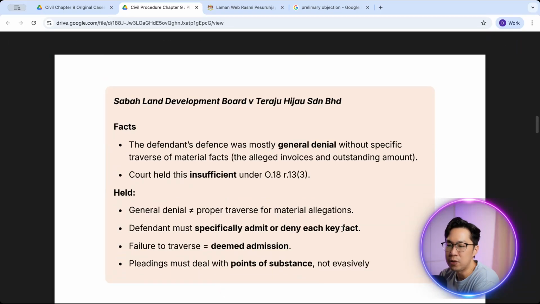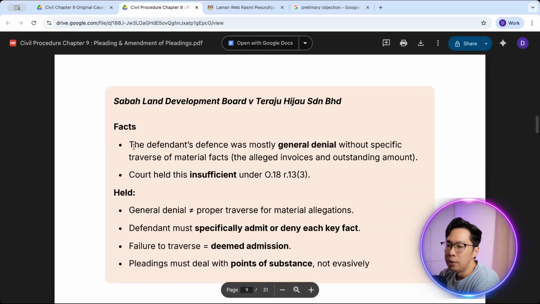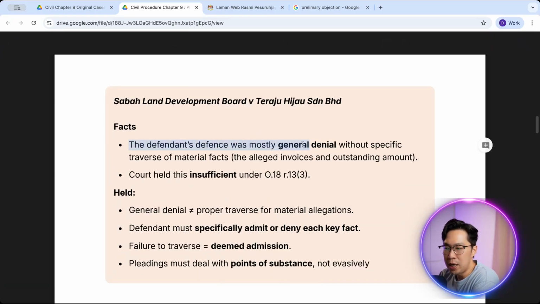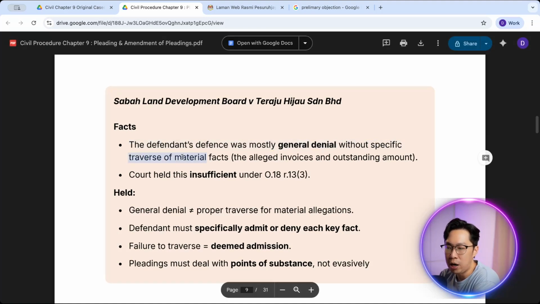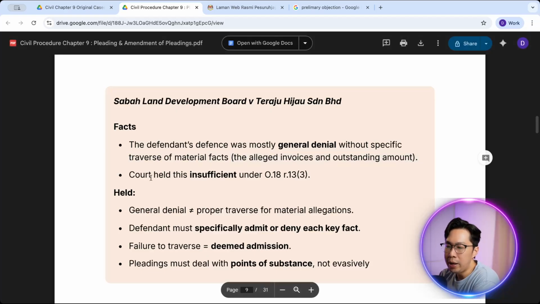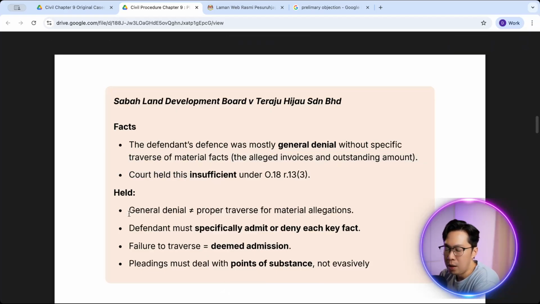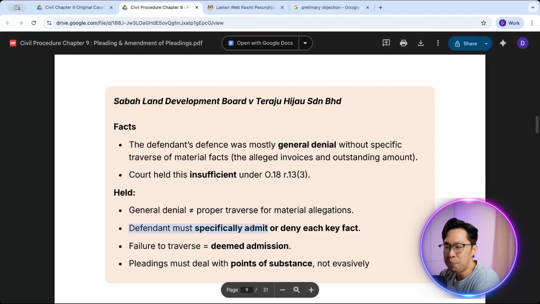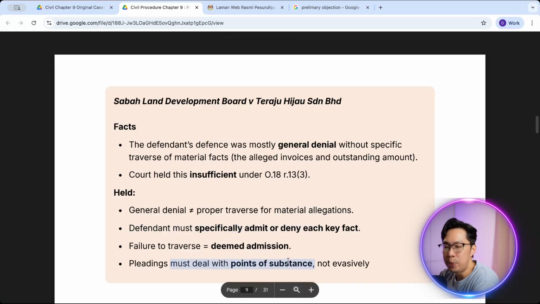Next one is this case of Sabah Land. The defendant's defense was mostly a general denial without specific traverse. Okay, the alleged invoices, the court held this is insufficient. General denial is not a proper traverse for a material allegation. Defendant must specifically admit or deny; failure to traverse is deemed admission. Pleading must be specific, with point and substance.